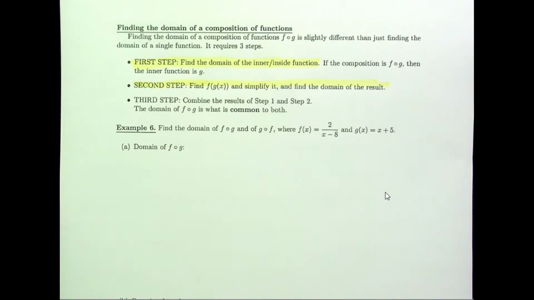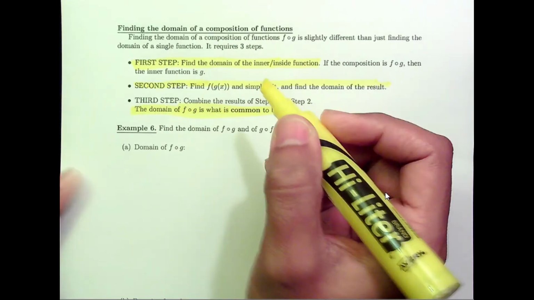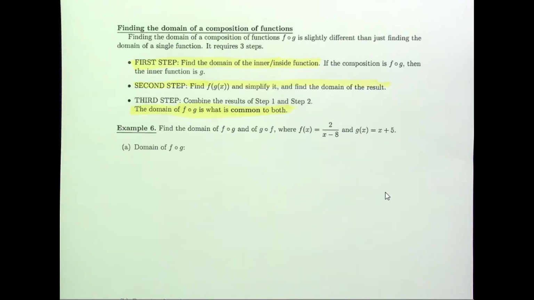And then lastly, you're going to put both of those findings together. So you're going to want the set of all numbers that satisfy both conditions at the same time. In other words, you're going to find what is common to both. And that would be the domain of the composition. Okay, so we're going to do two examples, but each of those examples have two parts. So it's like four examples.